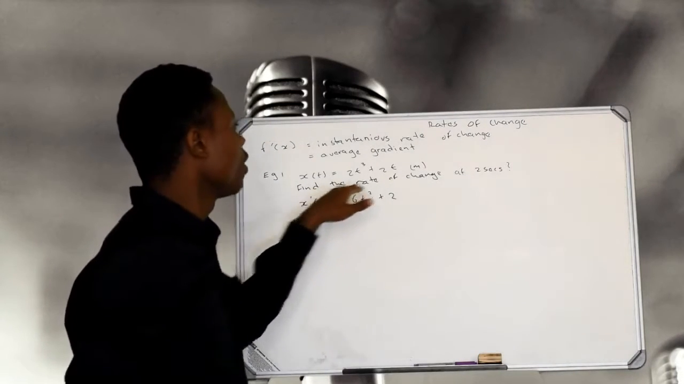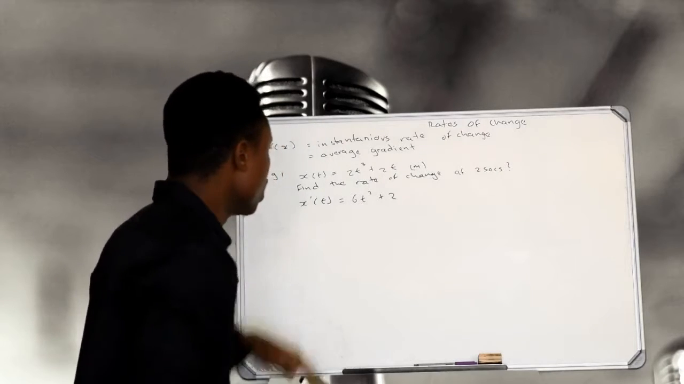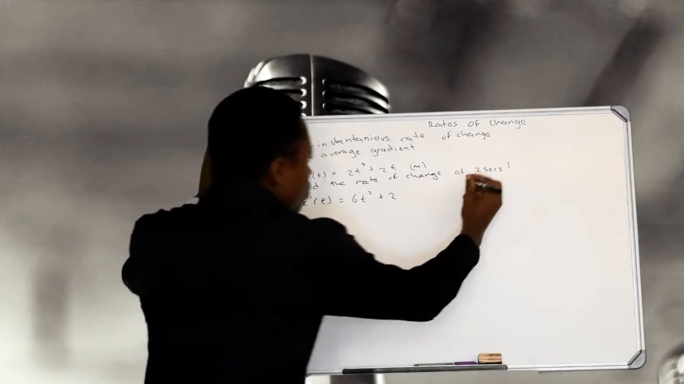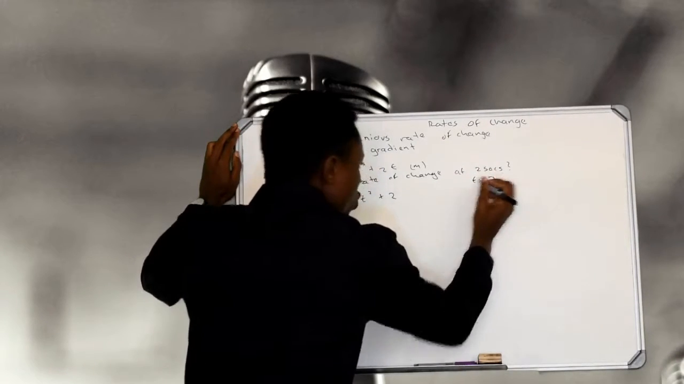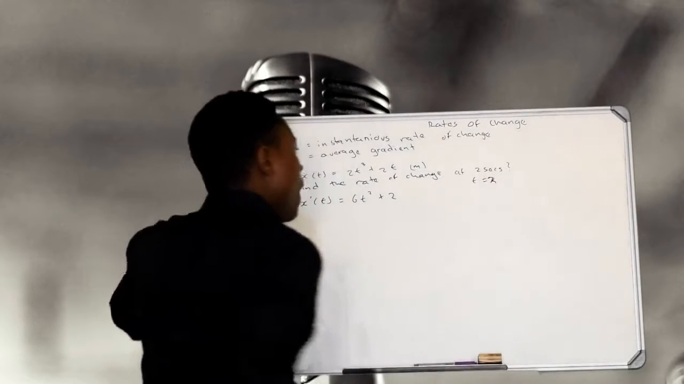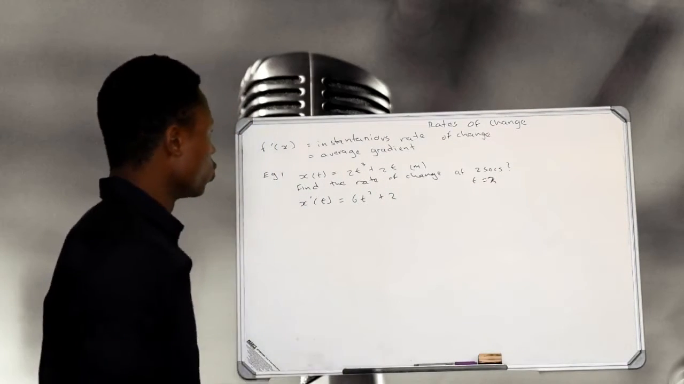So we're looking to find the rate of change at 2 seconds. So again, t is time, right? So we could have written t is equal to 2, right? Now, t is equal to 2, right?